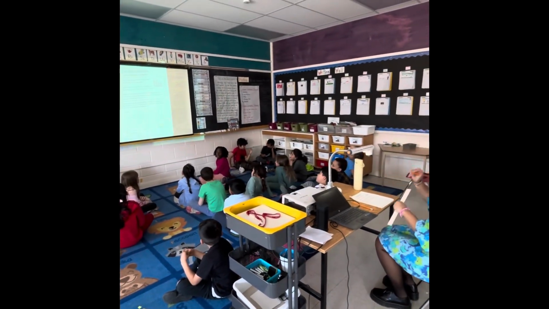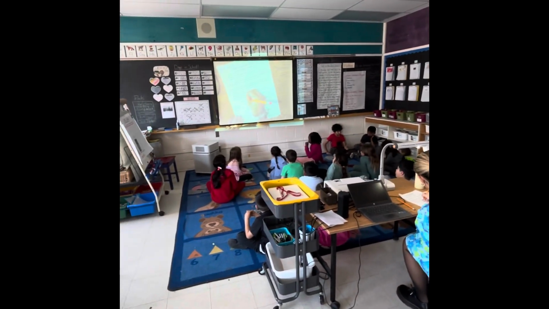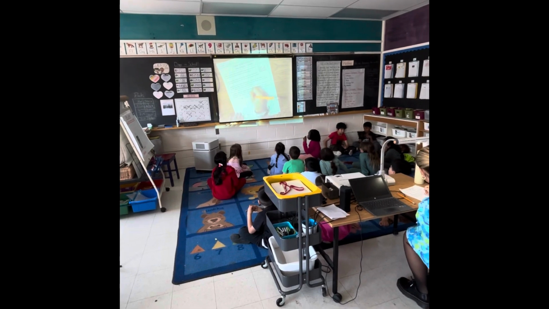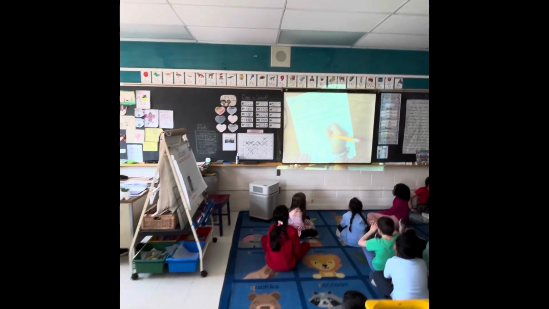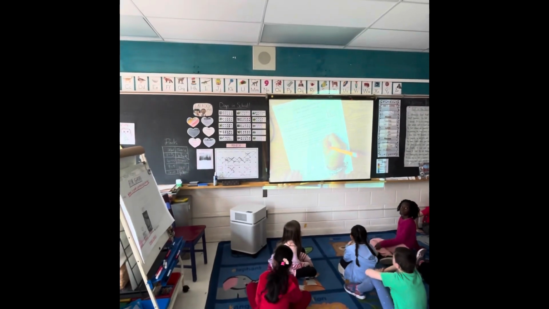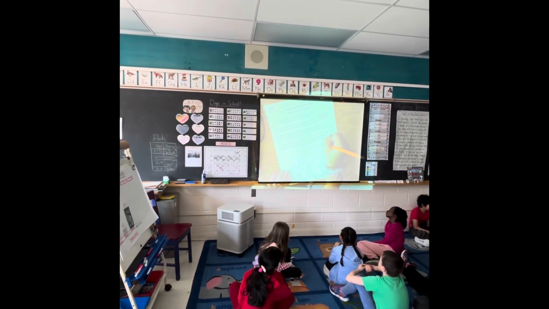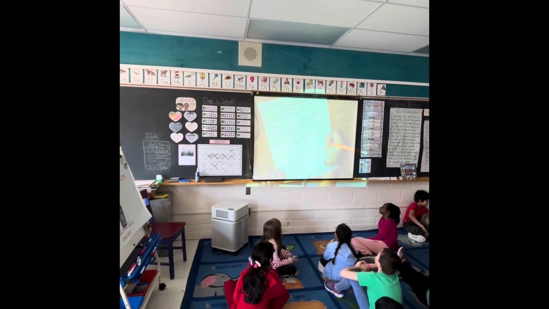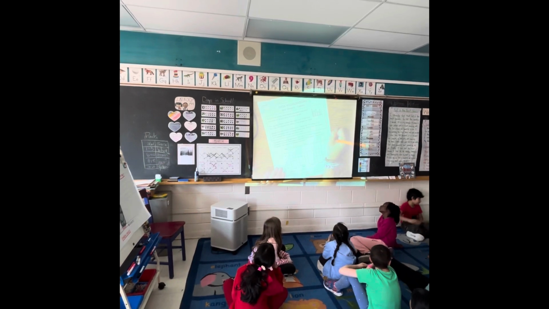So the worksheet's pretty self-explanatory. Let's see. Grade 2 students' favorite colors. Are you guys grade 2s? No. Some of us are.